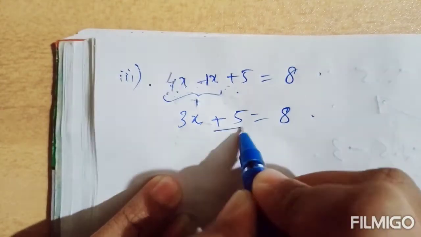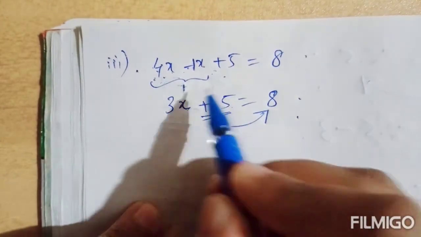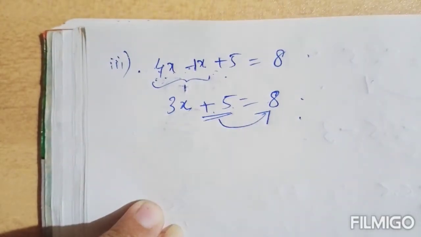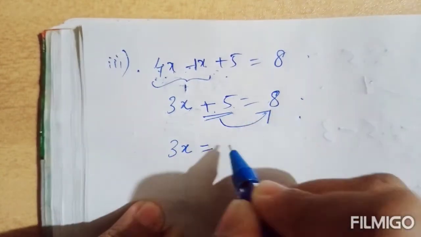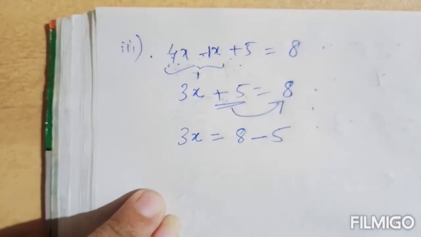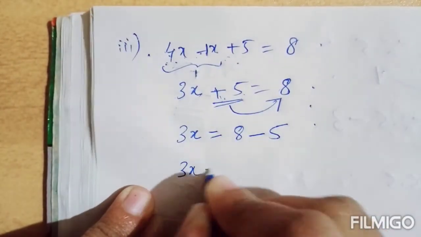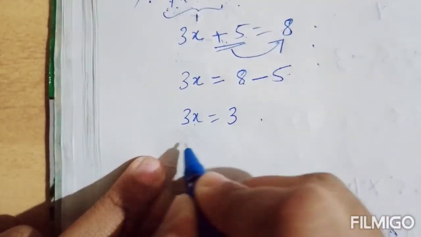Next we are taking this plus 5 to the other side. So positive 5 on taking to the other side will be negative 5. We will get 3x equal to 8 plus 5 will be minus 5. Next, 3x equal to 8 minus 5, it is 3.